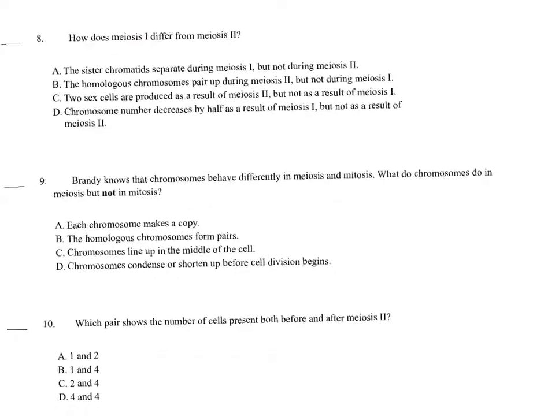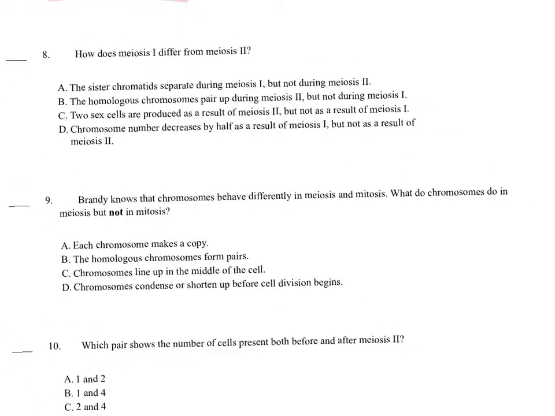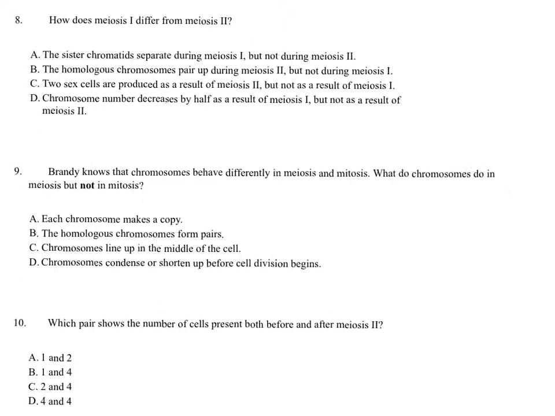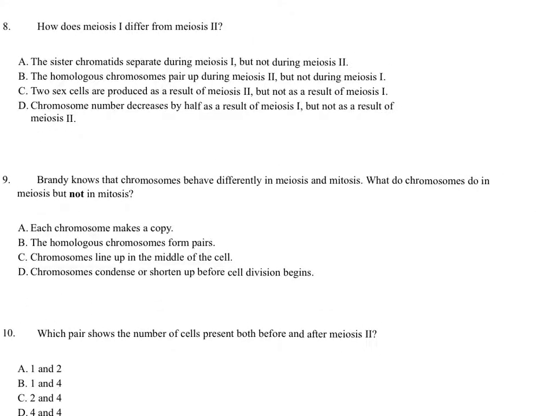Okay, so let's go ahead and answer this. Let's do this one a little differently because this is actually a very tricky question. Letter A says sister chromatids separate during meiosis 1, not meiosis 2. Yes or no? No, it's false. It's actually opposite, isn't it? B, the homologous chromosomes pair up during meiosis 2, but not during meiosis 1.